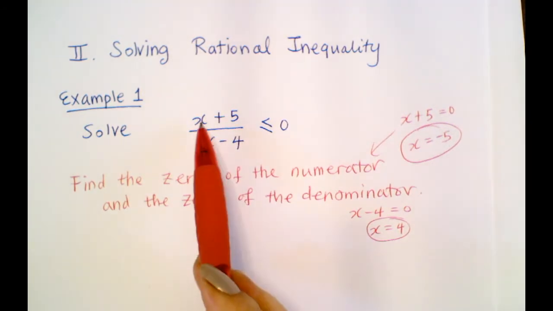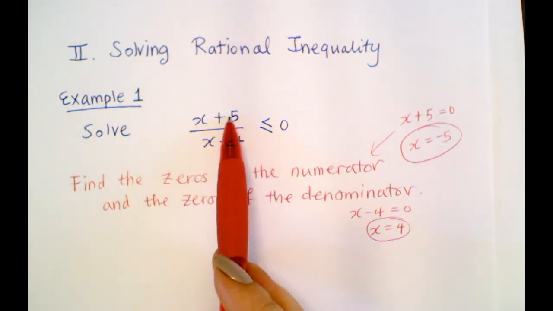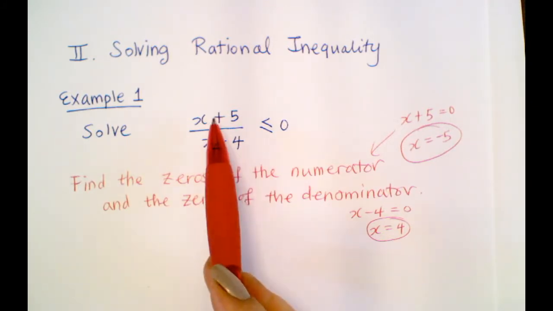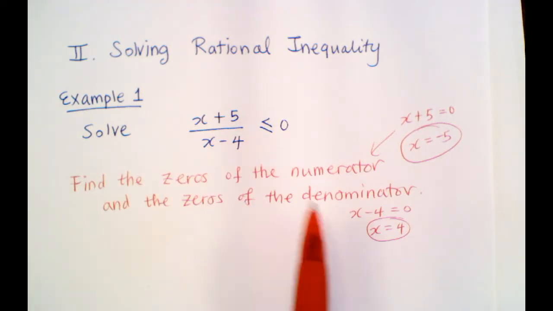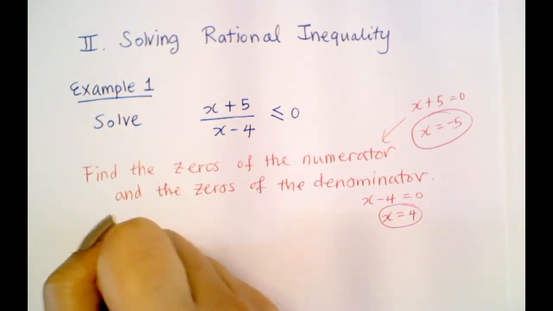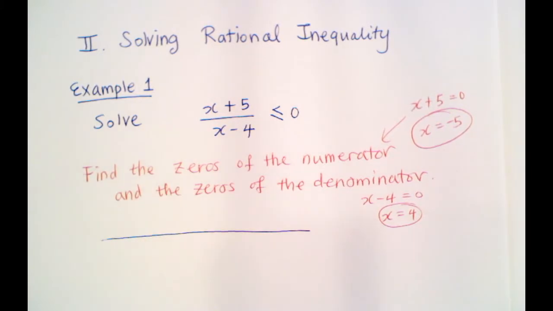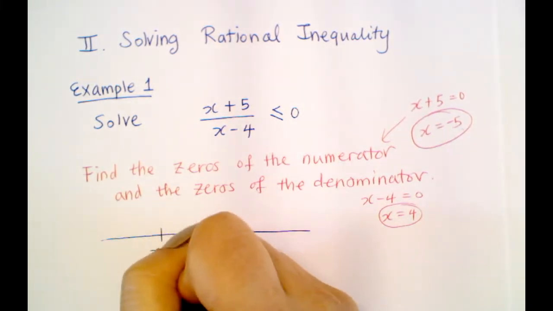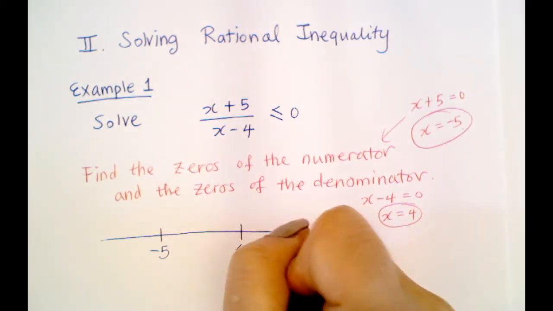So whatever makes the top of the fraction 0 and whatever makes the bottom of the fraction equal to 0. 4 is something that we're not allowed to have. So when we graph these two numbers on a number line, just like how we were doing on our polynomial examples, do graph a line for me and put the smaller number on the left. Negative 5 is smaller, so put negative 5 on the left and put 4 on the right.